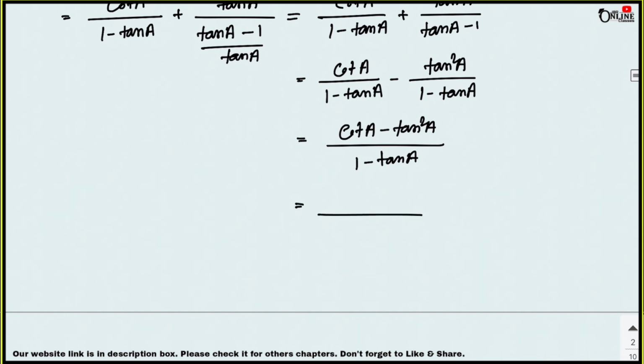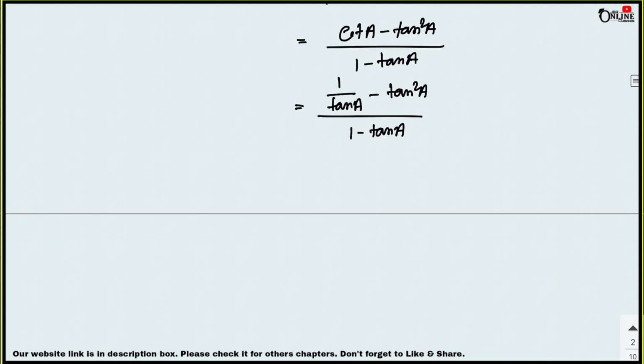So now in the place of cot A you can write 1 by tan A, minus tan square A, over 1 minus tan A. Here the LCM equals tan A, so it will be 1 minus tan cube A over tan A into 1 minus tan A.